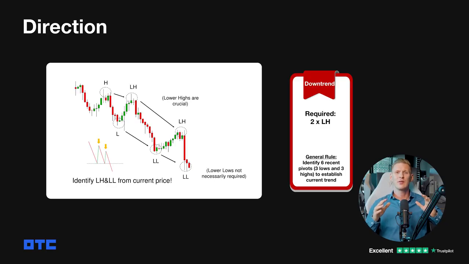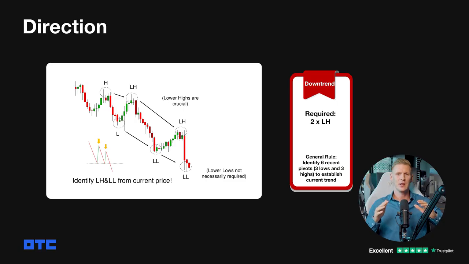For a downtrend, the process is essentially the reverse of what we do for an uptrend. We start by identifying the 6 most recent pivot points on the higher time frame, working from right to left on the chart. Once these pivots are identified, we sequence them from left to right to analyze the market's direction.